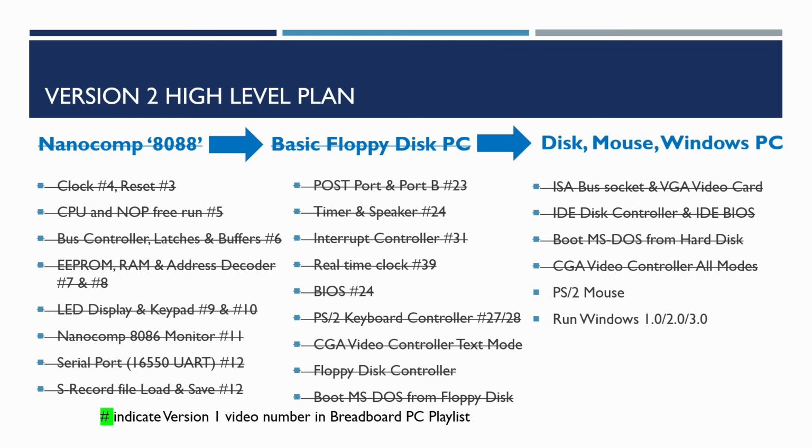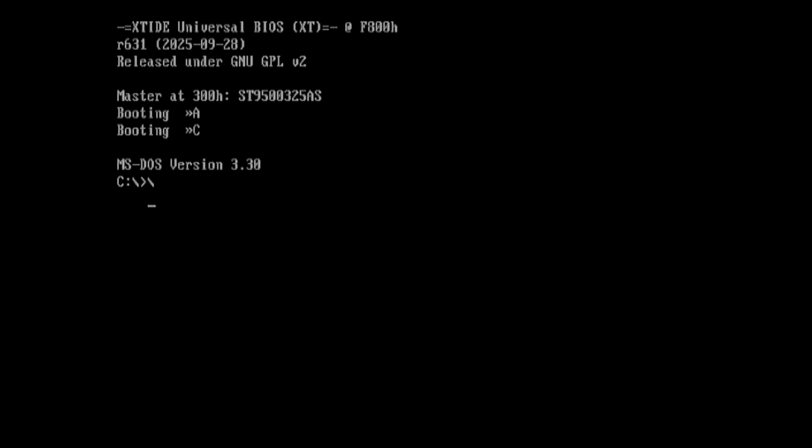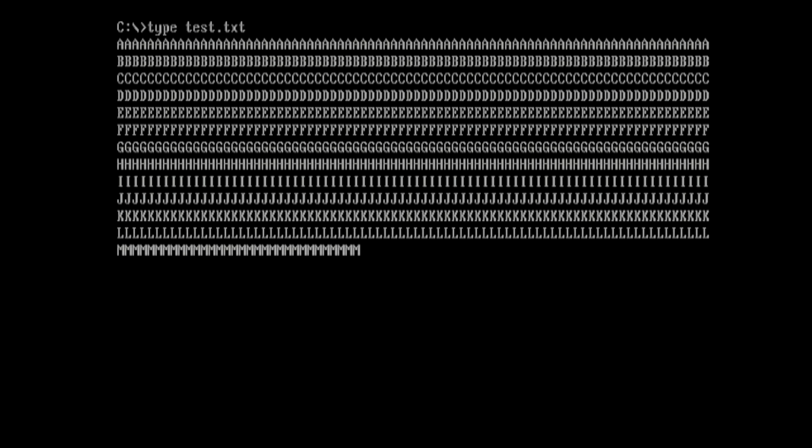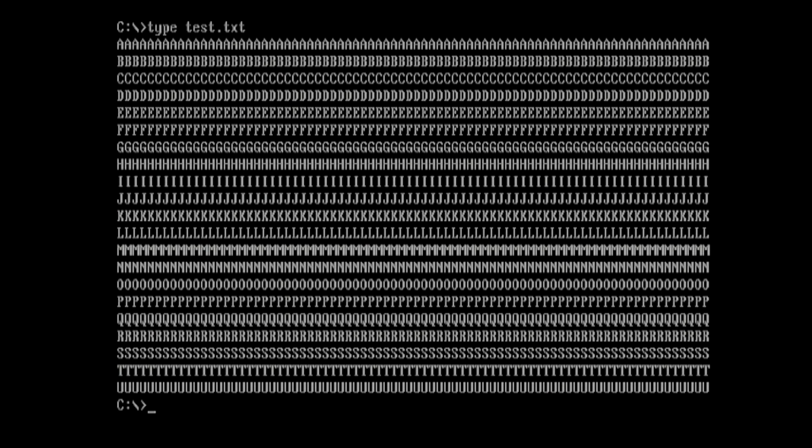By finishing the last two things off here, we should be coming pretty close to the end of the project. If we just take a look at the Breadboard PC, it's booted up into MS-DOS here. Now one of the problems I've been working with is the scrolling doesn't quite work properly for some reason. If we just type this test file here, all this does is output rows of letters. It writes the video RAM absolutely fine, but when we do scrolling there are some timing issues that are causing problems.